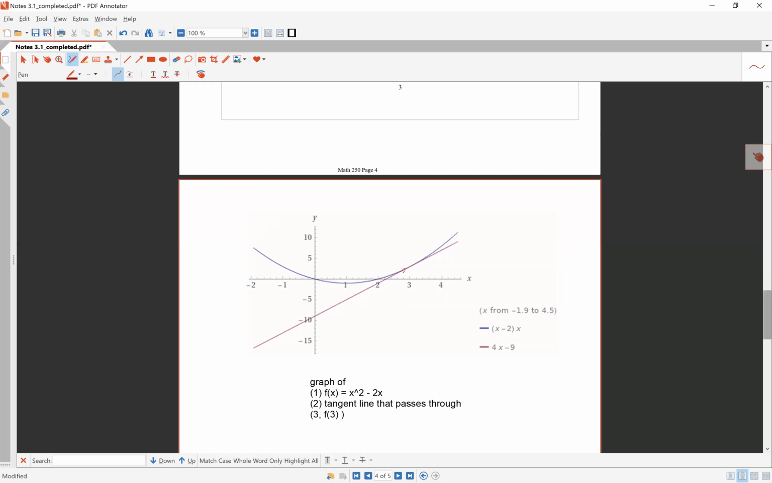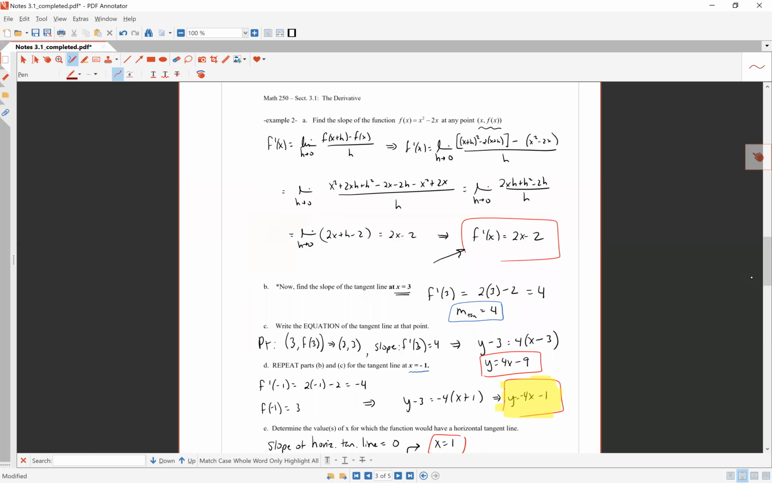Okay, so let's just see right here. You want to find the slope of the function at any point x, f of x. So once again, you want the slope at some given point x, or of the tangent line. So we're going to use the definition of the derivative. This is our friend right here. The quotient is the slope of the tangent line going from x to x plus h. And again, wherever you see x, you replace it with x plus h.